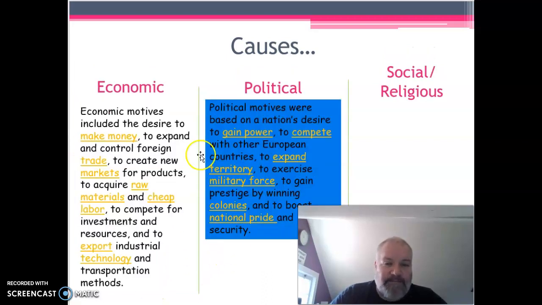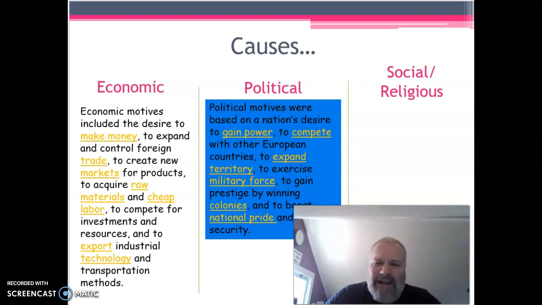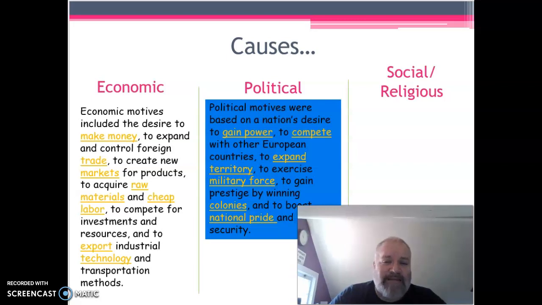The next one is political, and when I say political, I mean anything related to government. Political motives were based on a nation's desire to gain power, look good to other countries, and compete against other countries. A great example is England is always competing with Germany and France. They're always in competition, those three powers.